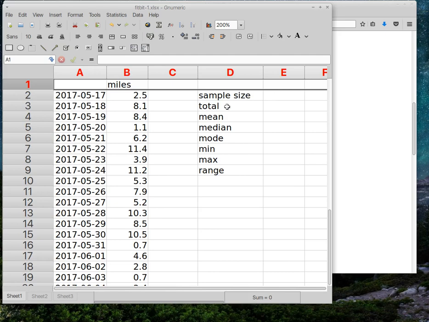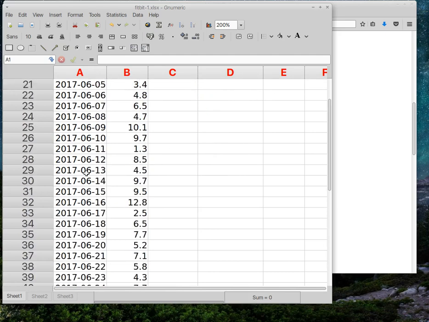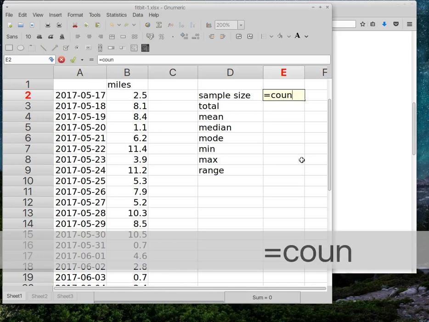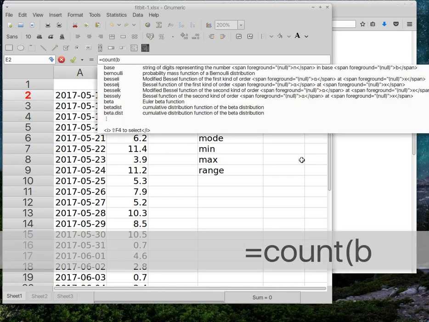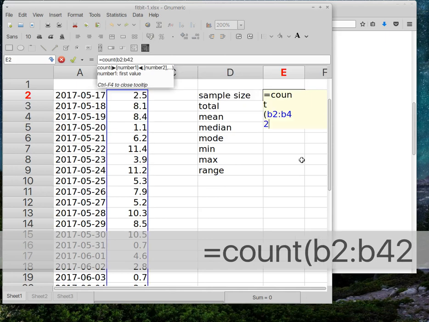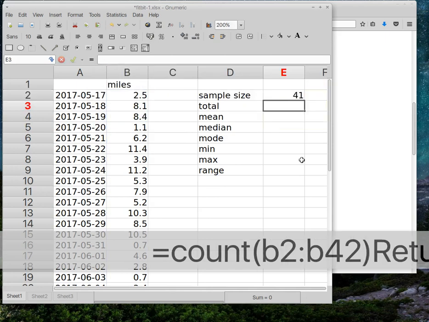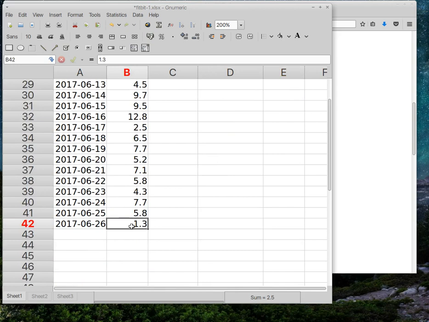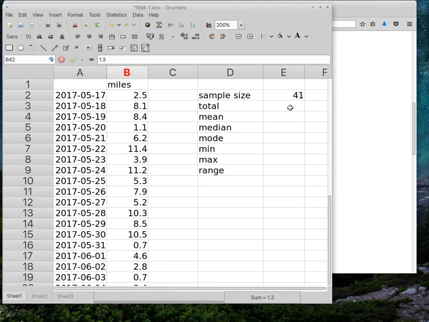First of all, the sample size. Well, since we know there were 42 rows, one of them was a header, we know the sample size should be 41, but just to be sure, let's do it in Excel. Go to a cell and type equals COUNT parentheses B2 colon B42. And it says there were 41 numbers in that list. We went from column B, row 2, down to column B, row 42. 41 is our sample size.